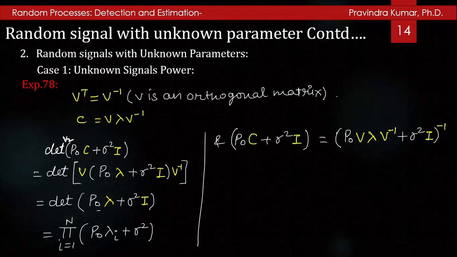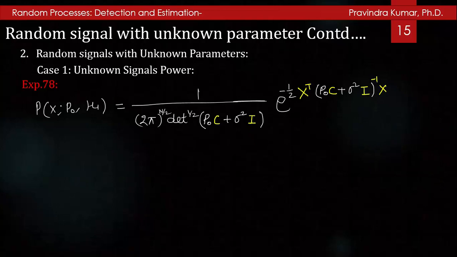So P naught C plus sigma square I is P naught V lambda V inverse plus sigma square I, and its inverse will be equal to V times the inverse of the matrix (P naught lambda plus sigma square I) times V inverse.